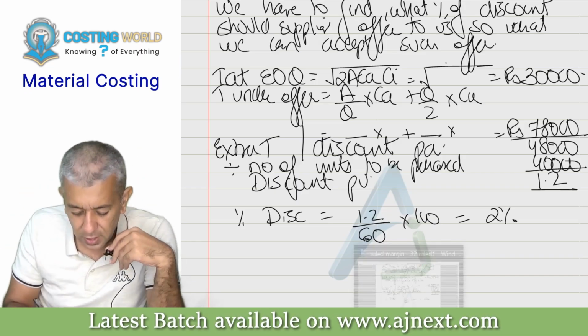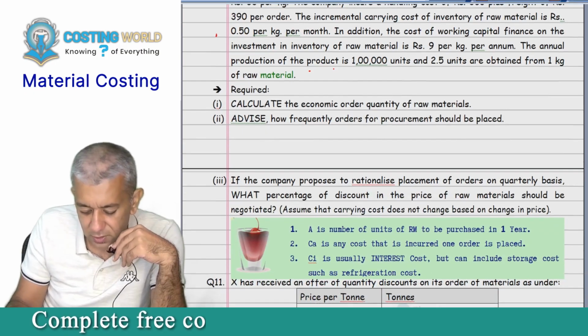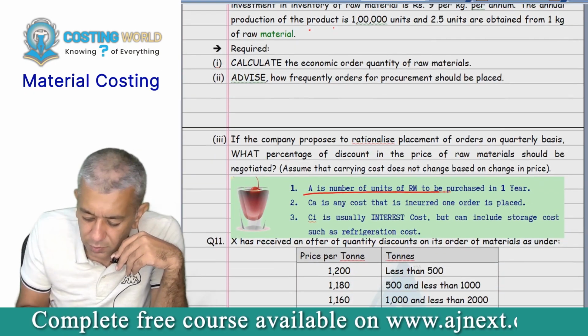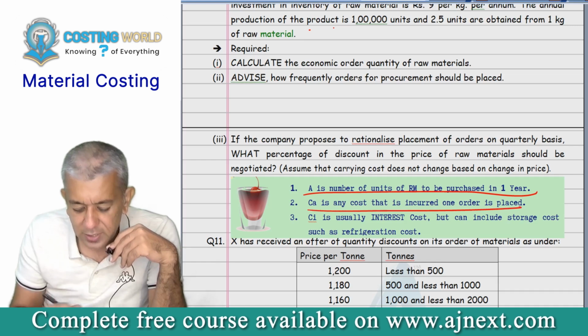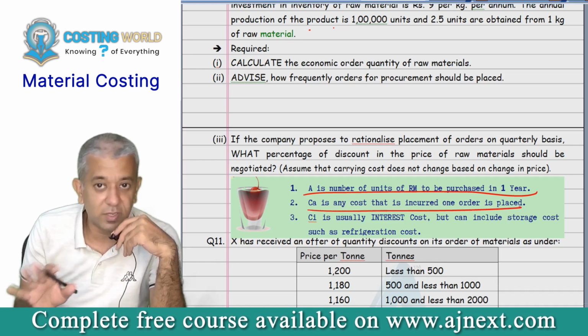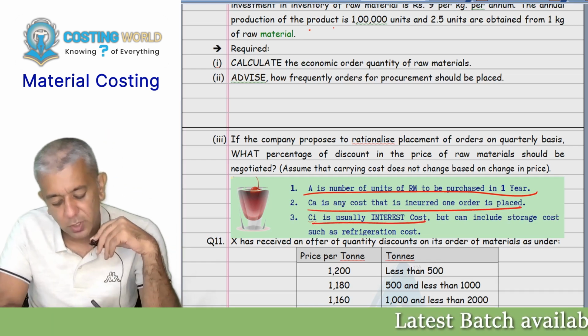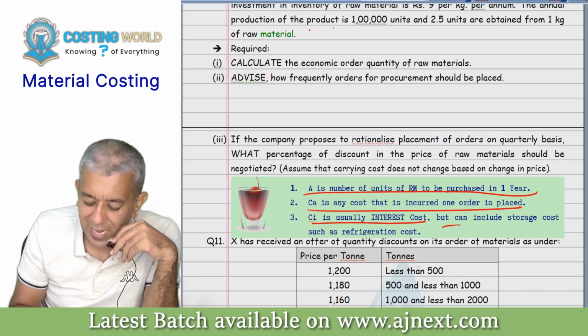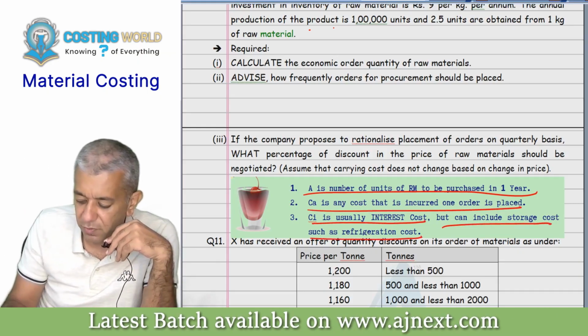Okay, that's it. Now what I've written in short over here is worth noting. A is the number of units of raw materials to be purchased in 1 year. CA is any cost that is incurred whenever the order is placed. CI is usually the interest cost, but can include the storage cost such as your refrigeration cost. Okay, now see.